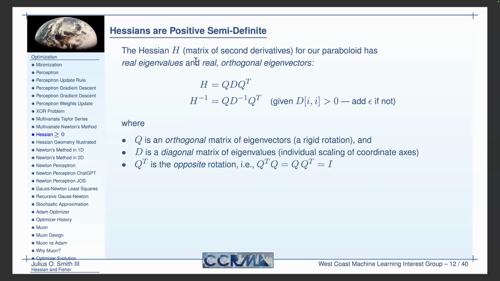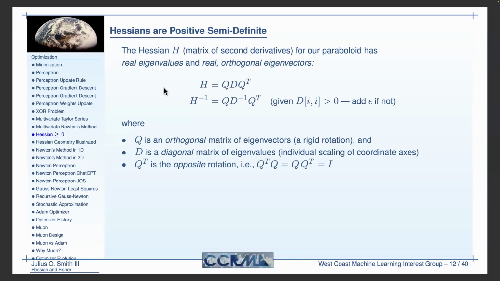So here's just kind of a wrap up of the properties of the Hessian. It's a matrix of second derivatives, and so it's going to be positive semi-definite, in a paraboloid, because there are no saddle points. The curvature is all pointing in the same direction.